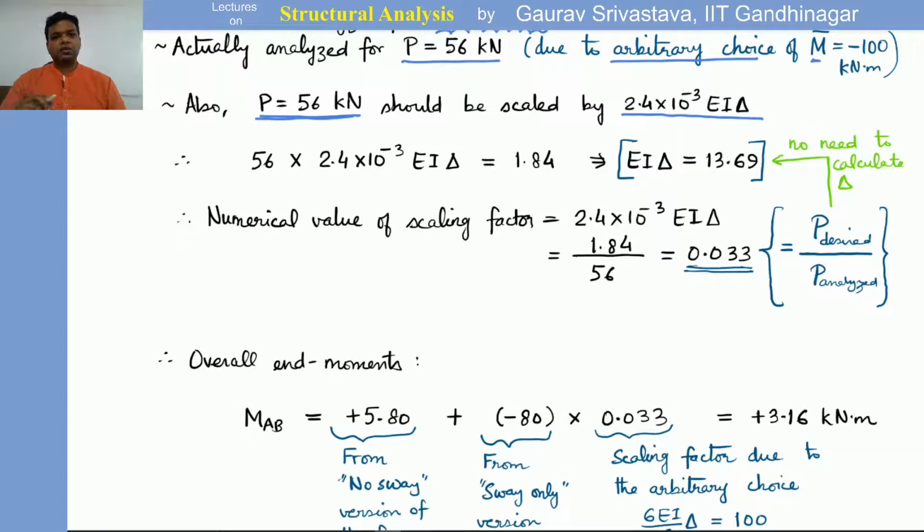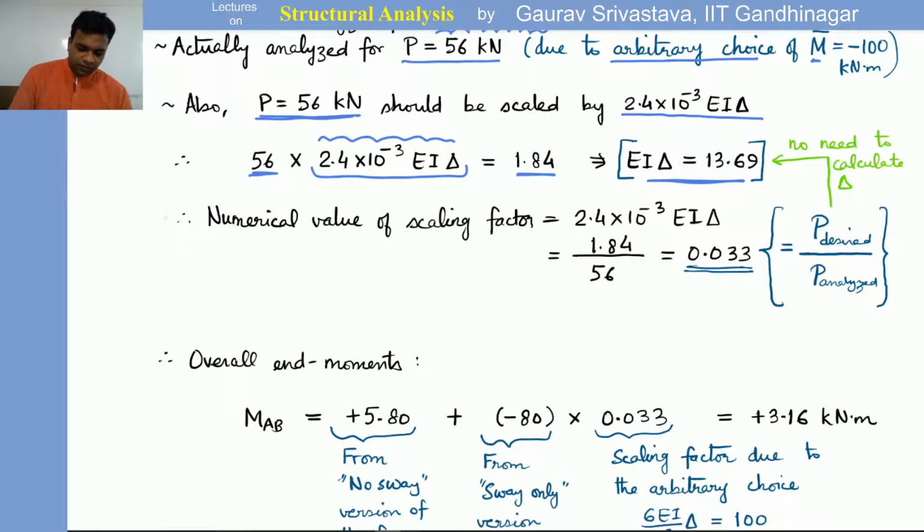But the beauty is that when we scale it by the same amount, we should be getting the actual EI delta, which is the unknown sway. I mean, the unknown sway earlier can now be calculated, right? So 56 times this factor equals the force that we wanted to solve for, right? That gives EI delta. And once we get EI delta, we can calculate this multiplication factor, and then we can calculate the actual moments due to the sway, right?